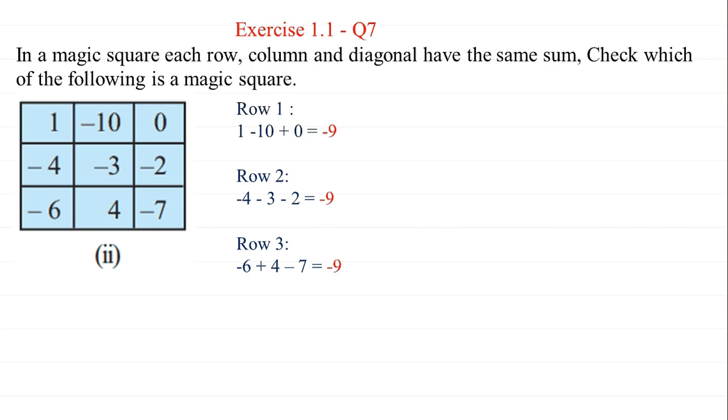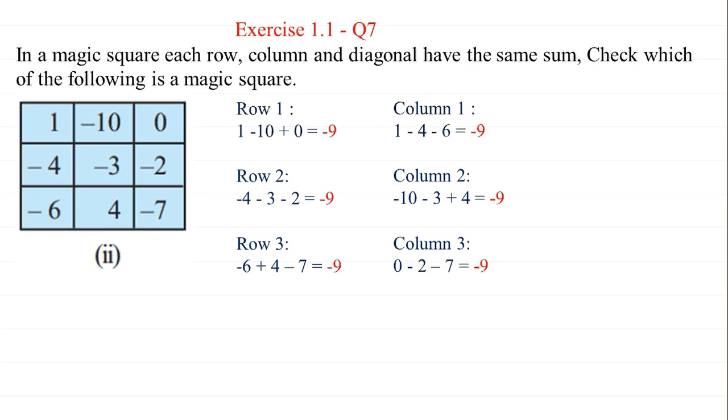Now we are done with the rows. We'll start from the columns. First column. Column means up to down. So it's 1, minus 4 and minus 6. 1 minus 4 is minus 3. Minus 3 and minus 6 is minus 9. The second column is minus 10, minus 3, plus 4. Minus 10 minus 3 is minus 13. Minus 13 plus 4 is minus 9. And then the third column is 0, minus 2 and minus 7. Minus 2 and minus 7 is minus 9.